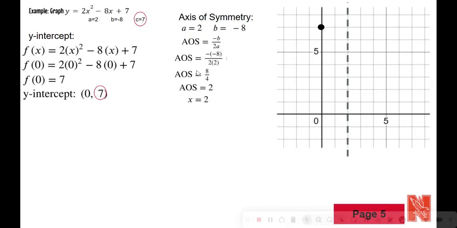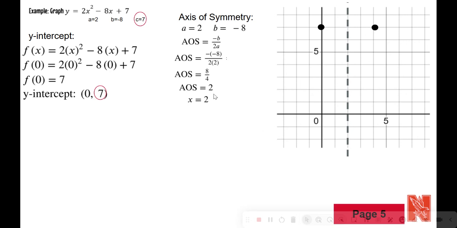So the advantage of the axis of symmetry is it allows us to reflect points from one side to the other, so that if we found this y-intercept, we can reflect it to the other side because we know it's 2 units away from the axis of symmetry, so we can make another dot or point 2 units away. So that's going to help us to minimize our calculations. So we have our y-intercept and we have a reflected point. So we need to find 3 more points.